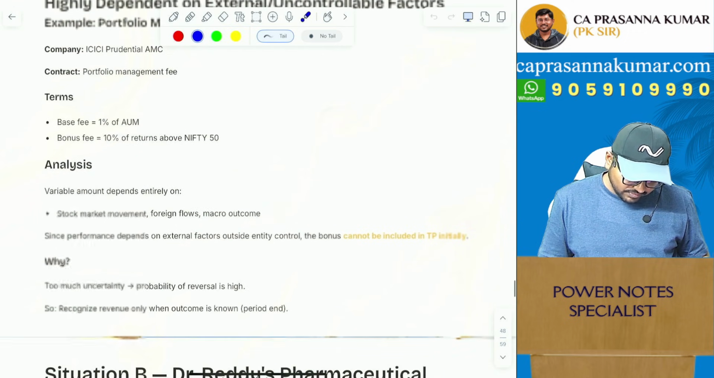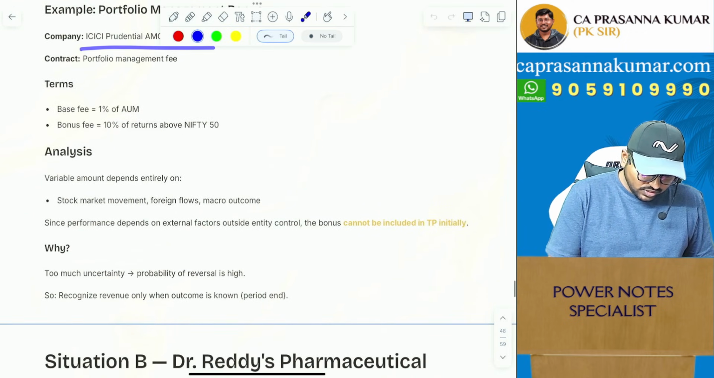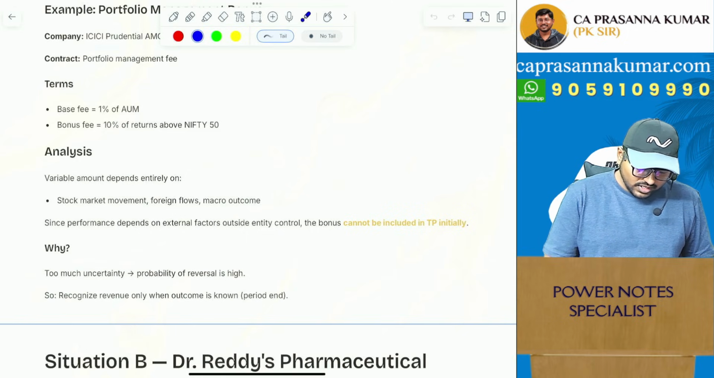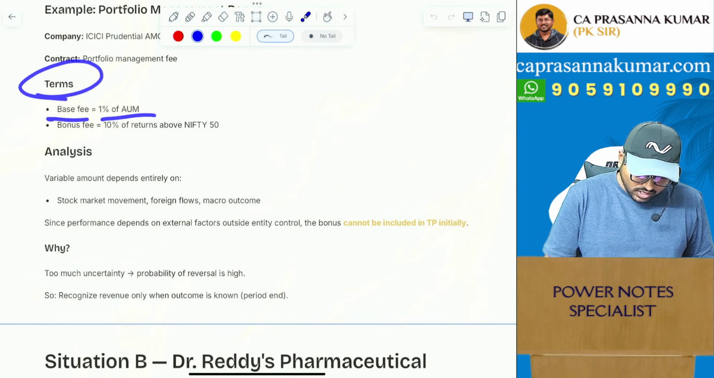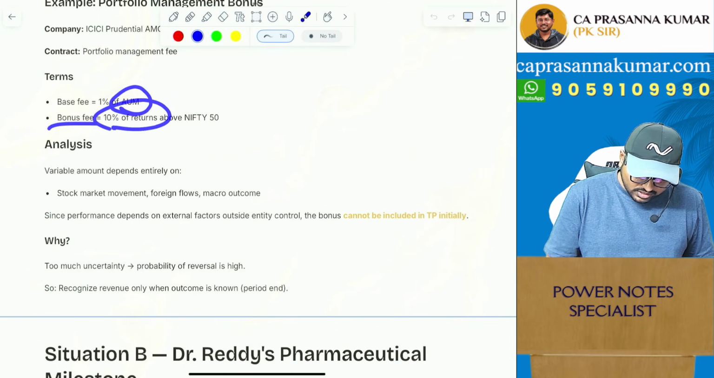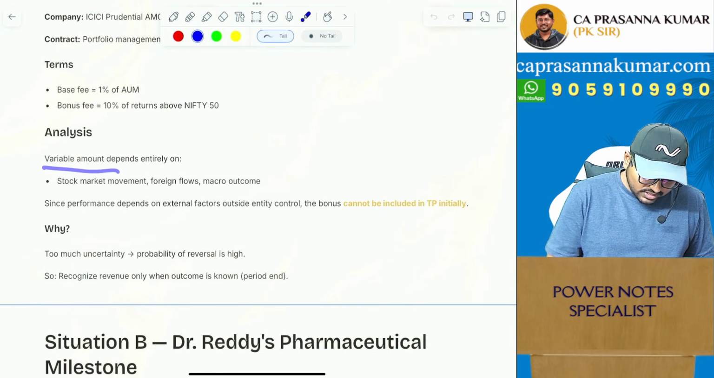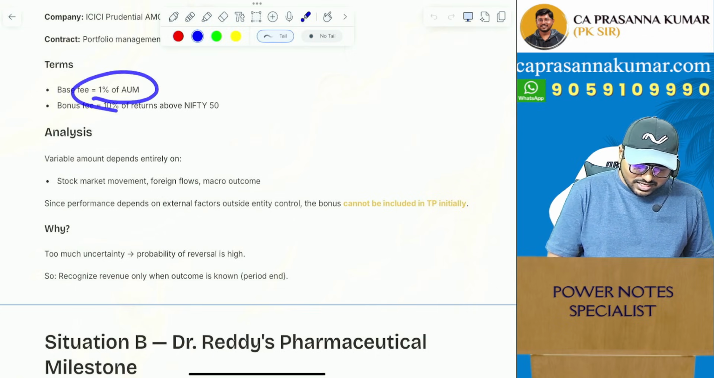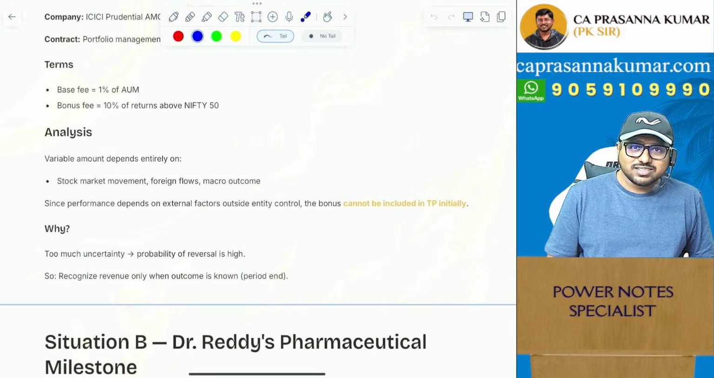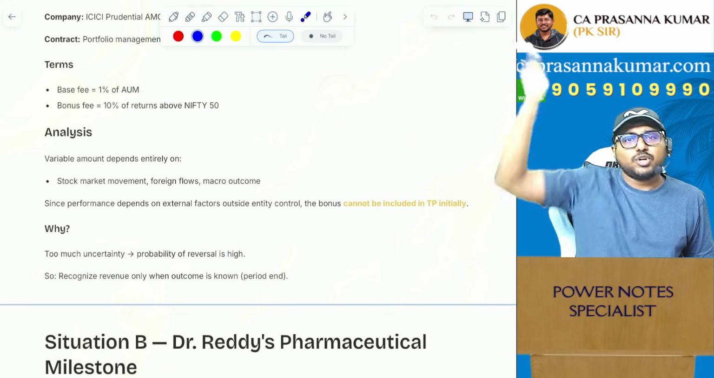Look at this example. ICICI Prudential AMC, Asset Management Company, is there. What is the contract? Portfolio management fee. If you look at the terms, the base fee is 1% of assets under management and bonus fee is 10% of the returns above Nifty 50. Now tell me, in this case, variable amount is nothing but the bonus over here. Assets under management, to some extent, there is a certainty.